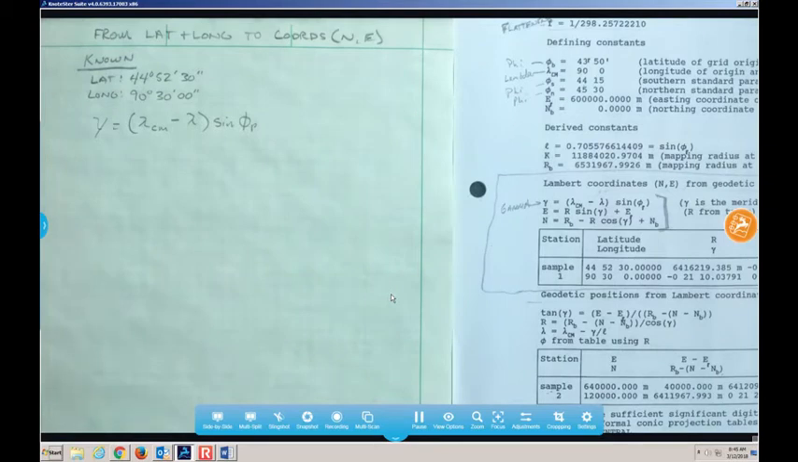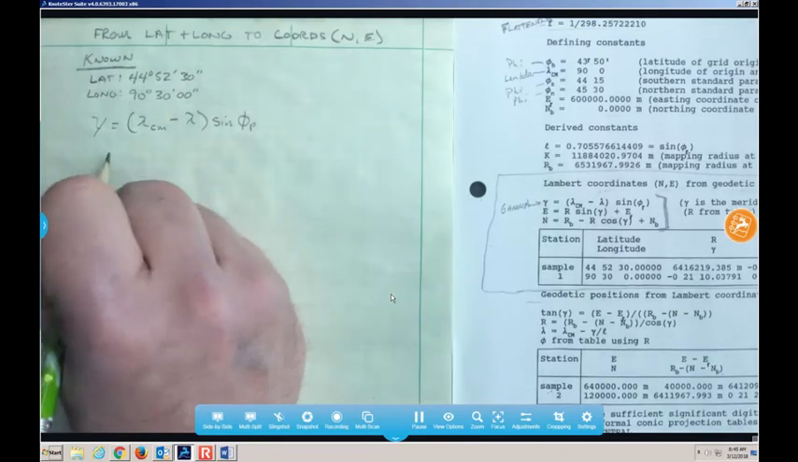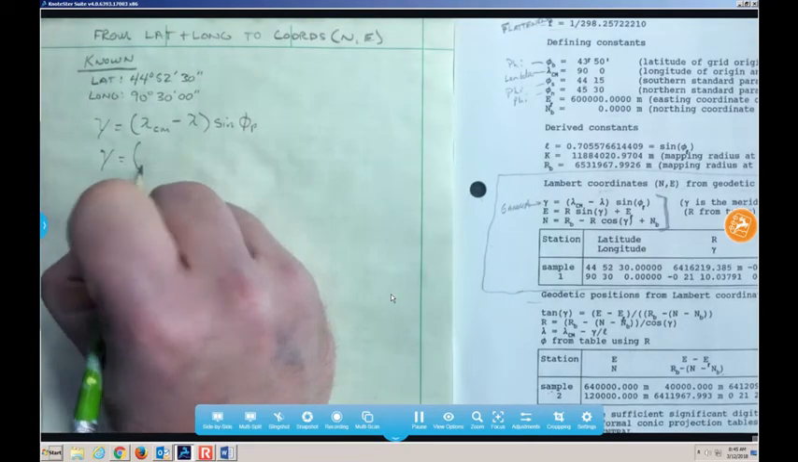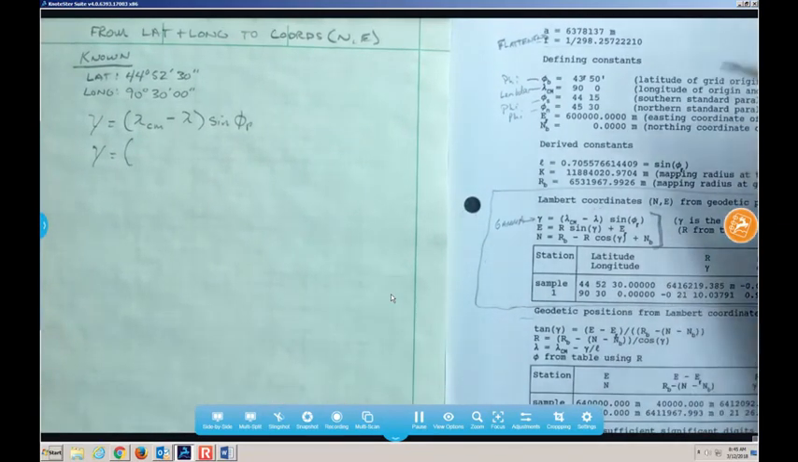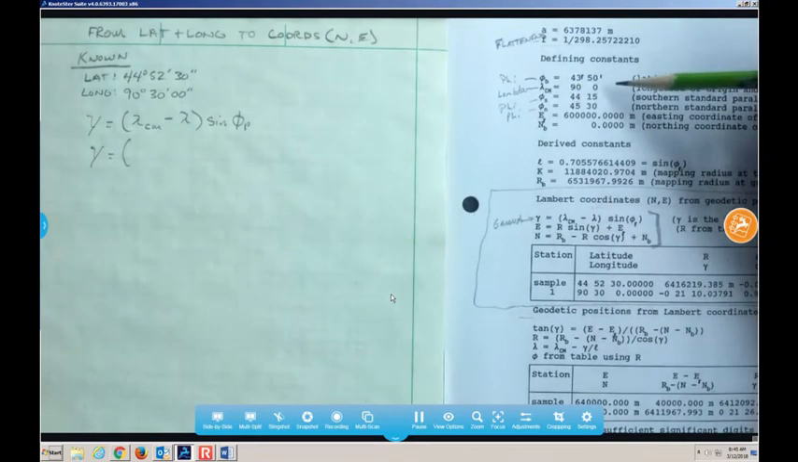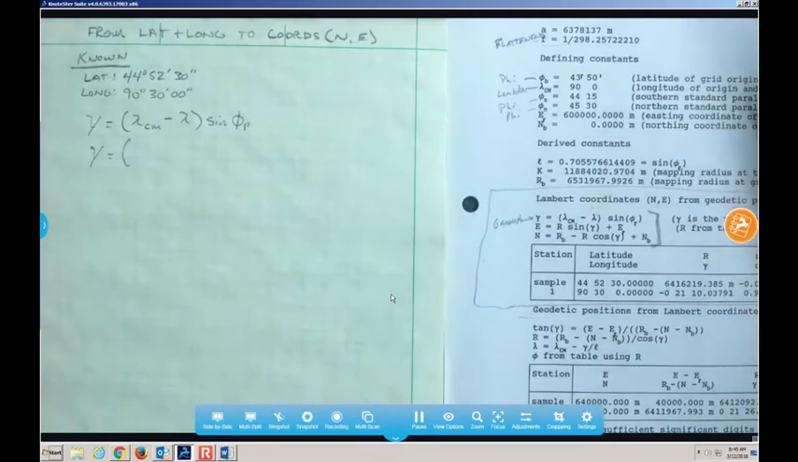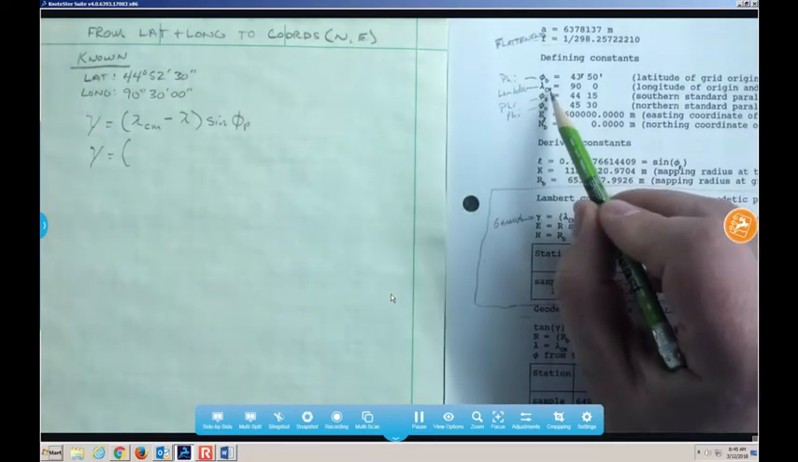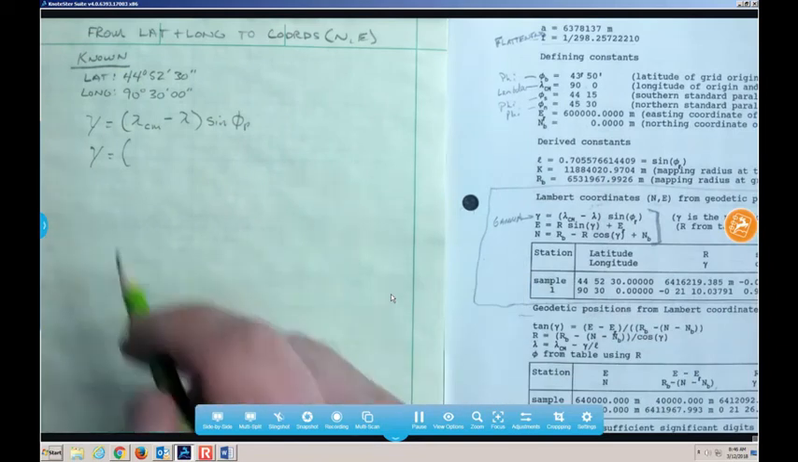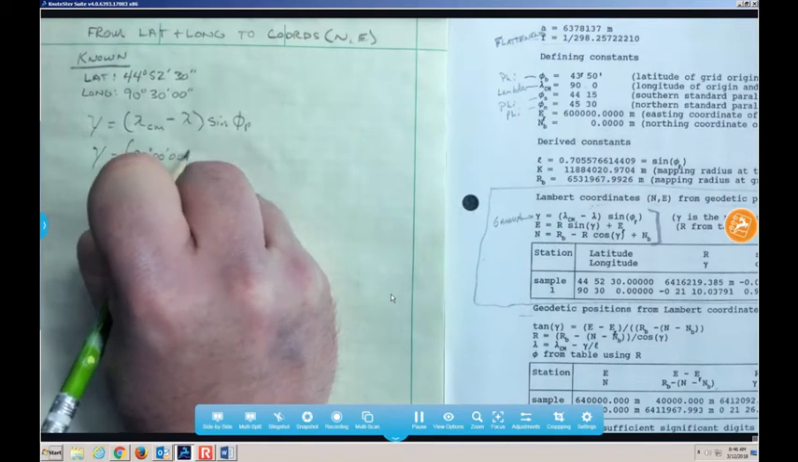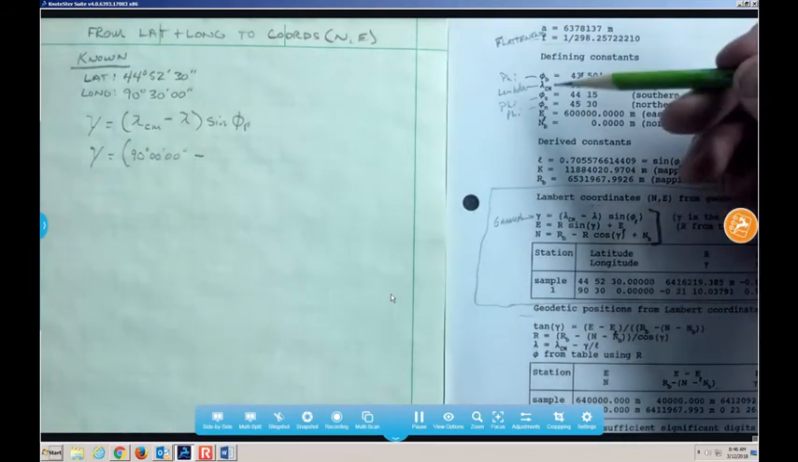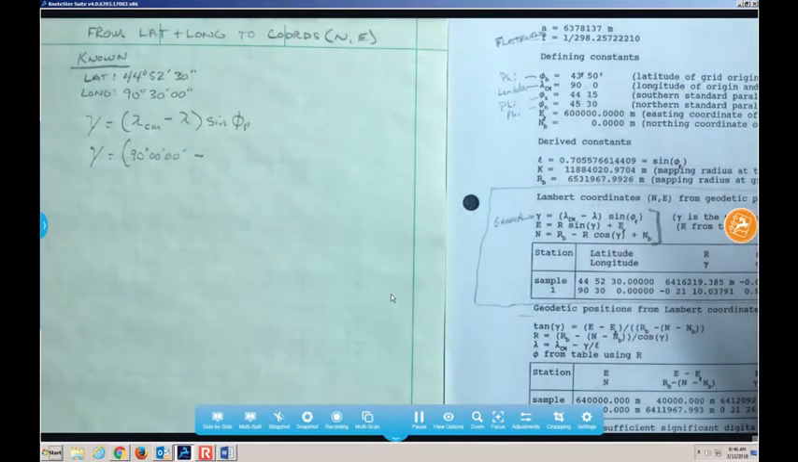Let's talk about each of the variables in there. This lambda Cm is a constant that's given in the variables of our central zone. So lambda Cm is 90 degrees. That's the longitude origin, the central meridian of the coordinate projection. So lambda Cm is 90 degrees off of this sheet, and we're going to throw that in there: 90 degrees, 00 minutes, 00 seconds, minus our regular lambda.